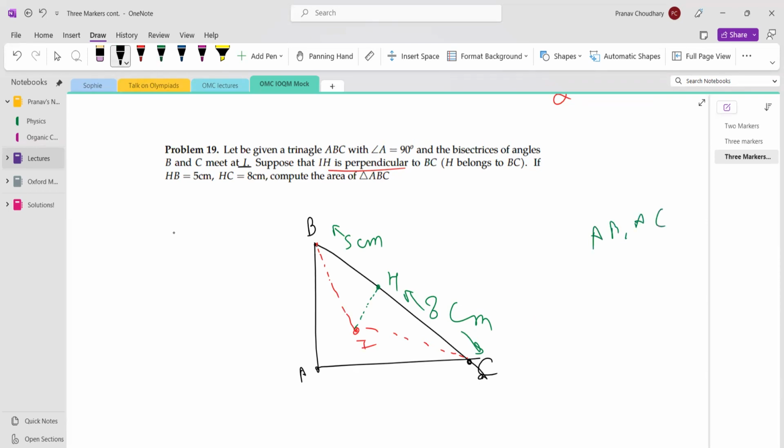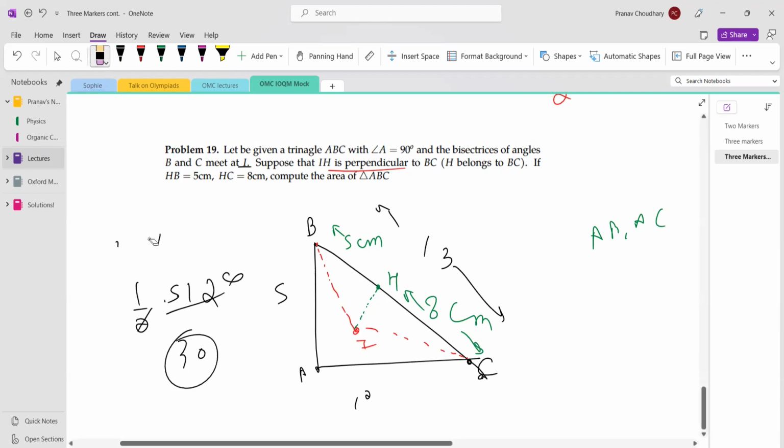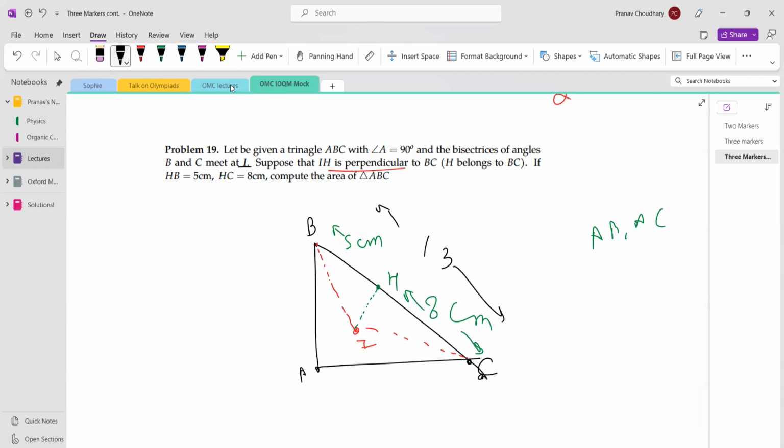A naive thing that you do in this case is like, oh, this is 13, and you know that 5, 12, 13 is a right angle triangle. So just take 5 and 12, and the area is 1 by 2, 5 into 12, which is 30. I think if you are not able to solve this, it is a good enough guess. Unfortunately, the answer is incorrect, but I don't think you could have guessed better in this problem. Okay, so let's see the solution.